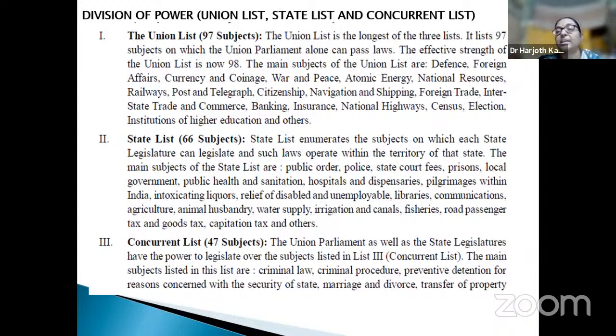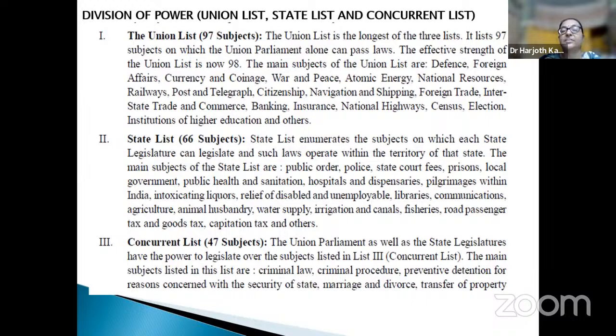The main subjects under this union list: safety of the country, security of the country, so defense, foreign affairs, currency and coinage, war and peace, atomic energy, natural resources, railways, post and telegraph, citizenship, navigation and shipping, foreign trade, international state trade and commerce, banking, insurance, national highways, census, election, institutions of higher education and others. They all come under the subjects on which the central government has to pass laws. So it's under the union list.